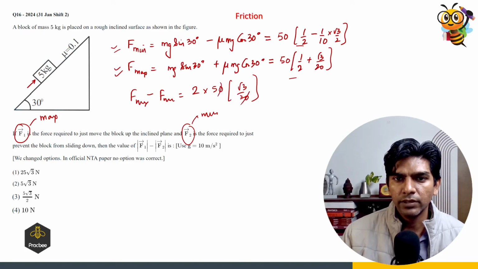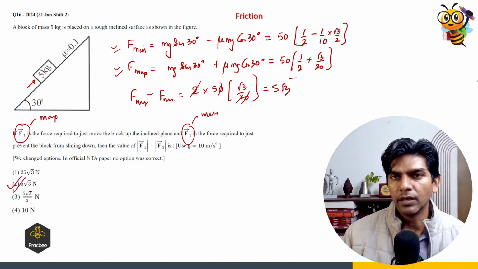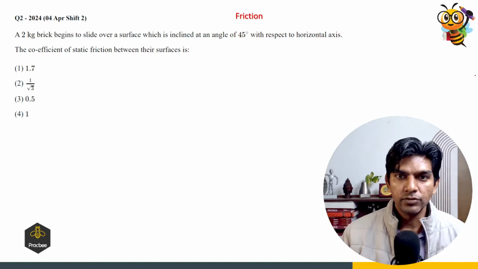So this will give us 5 root 3. So 5 root 3 is the answer of this question. Right, so let us see the next question.